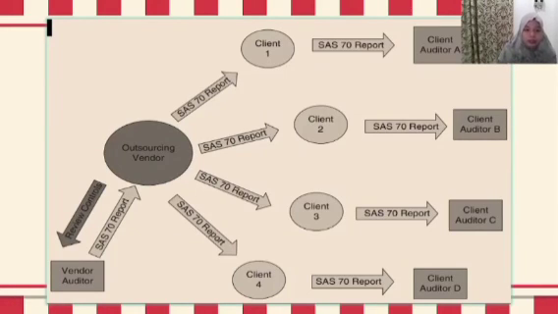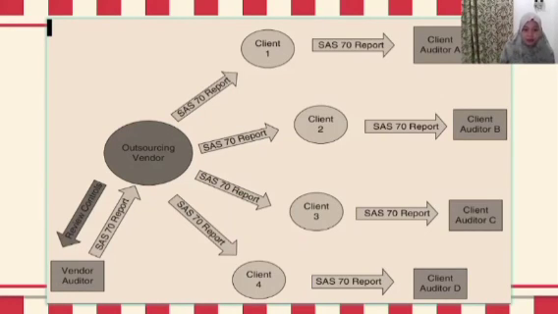This illustration shows how a SAS 70 report works in relation to the vendor, the client firms and their respective auditors. The outsourcing vendor serves clients 1, 2, 3, and 4 with various IT services. The internal controls over the outsourced services reside at the vendor's location. They are audited by the vendor's auditor, who expresses an opinion and issues a SAS 70 report on the control adequacy.